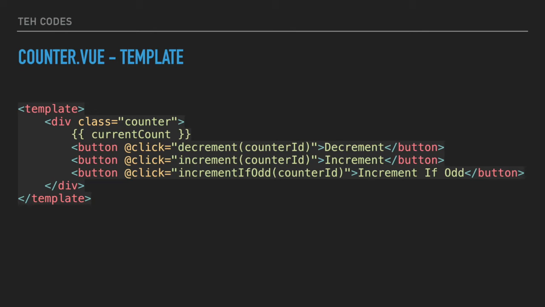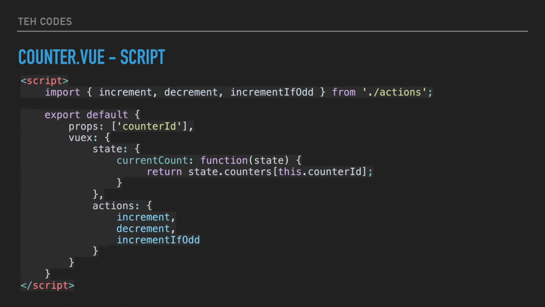Here's our counter template. So I've split the Vue templates, the Vue components, up into a couple of slides. On the template, we've got the current count and some buttons, which on click will decrement, increment, and increment if odd. Now, current count will be wired up directly to the application state, and decrement and increment call directly the actions that we've defined, and I'll show you how that happens right now in the script tag.